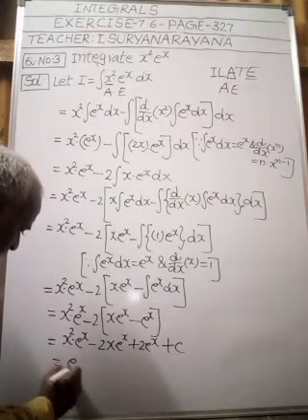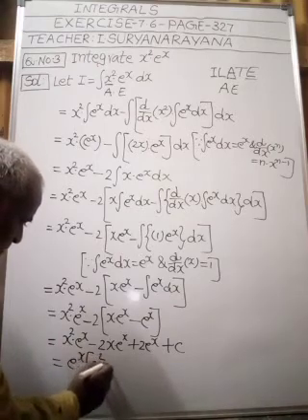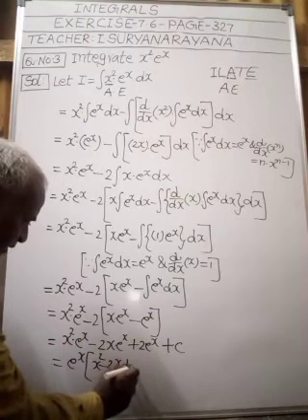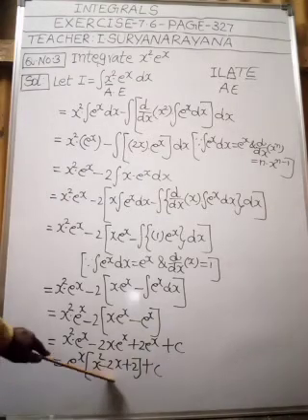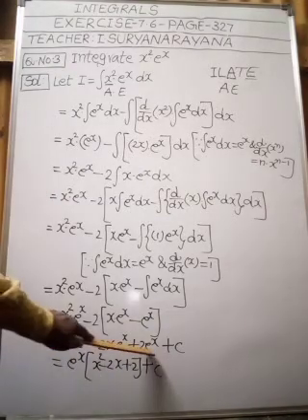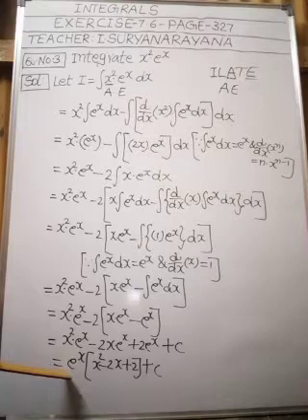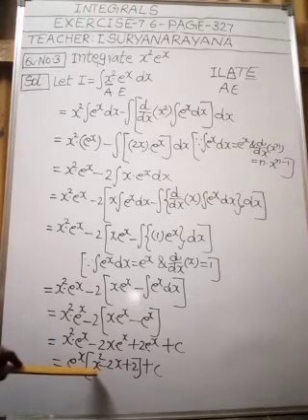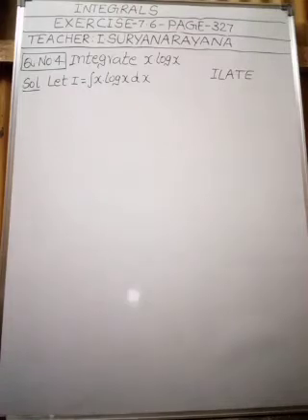What is common factor? E power x. E power x into x square minus 2x plus 2 plus c. You can write this step also. You can stop by this step, or if you are interested to simplify further, if you want to write answer, this also correct. Okay, my children, understood? Right. Now come to the next question.